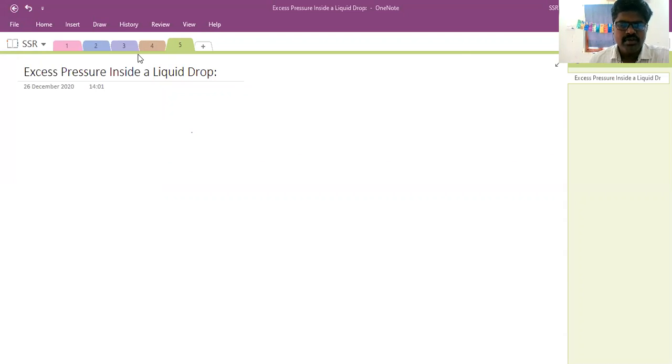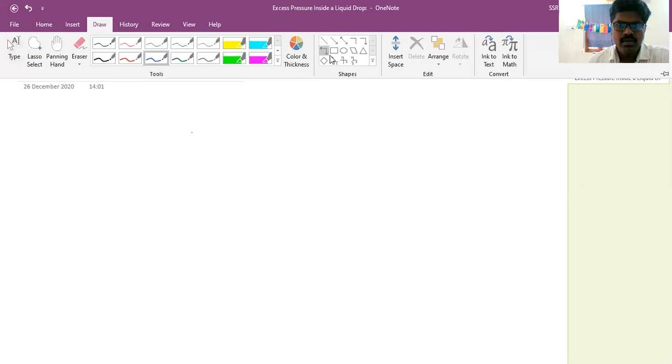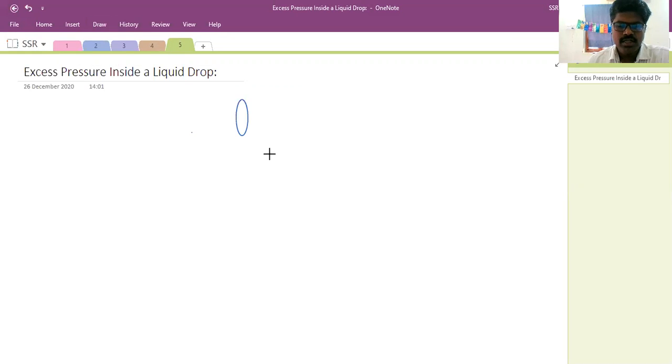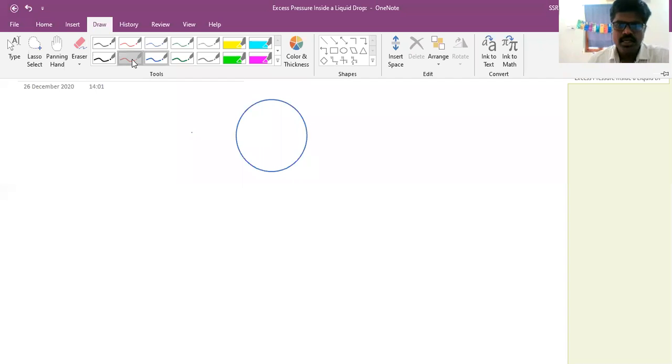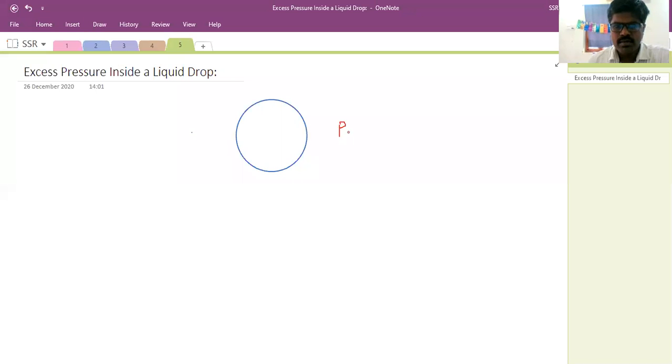So let us consider a liquid drop, spherical in shape. Let us say this is the liquid drop. Now let us say the outside pressure is P naught. P naught is the outside pressure.